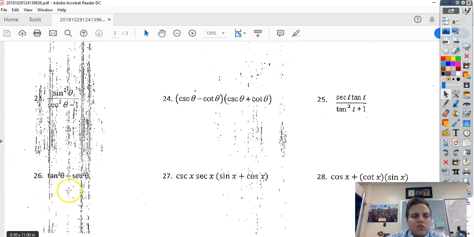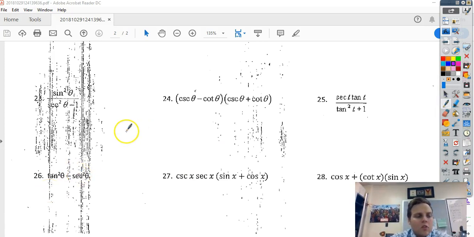Alright, 26. Tangent squared theta minus secant squared theta. That's actually one of my Pythagorean identities slightly adjusted around. Okay, let me show you the one it comes from. It comes from 1 plus tangent squared theta is equal to secant squared theta.